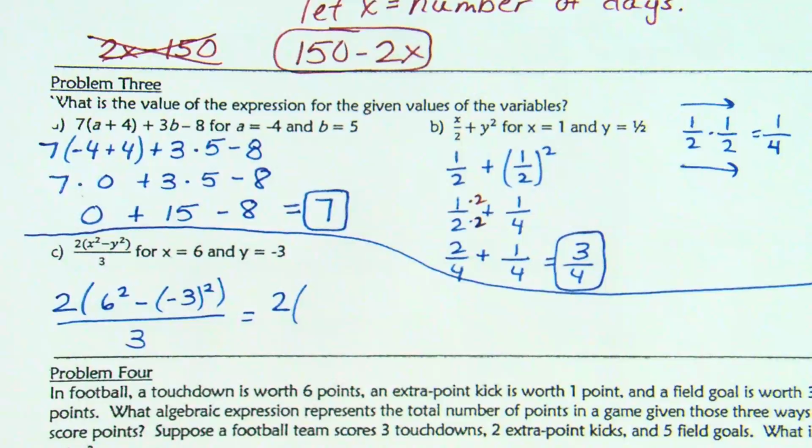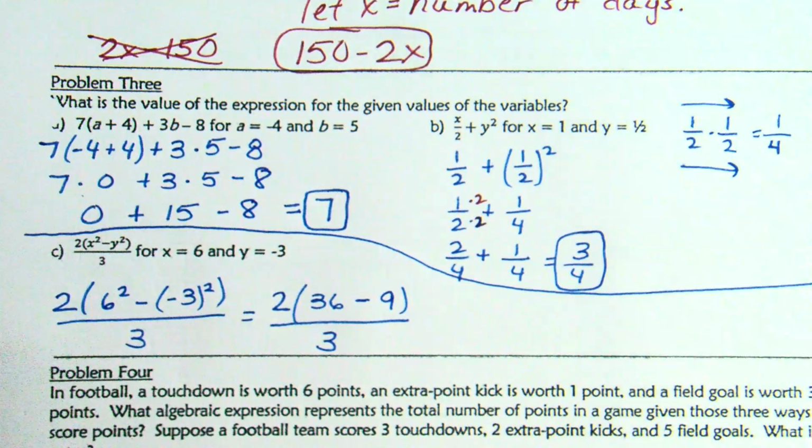Okay, 6 squared, 6 times 6 is 36. Minus, I'll leave that minus as is, negative 3 squared. Negative 3 times negative 3. Negative times negative makes it positive. 3 times 3 makes it 9. So my problem looks like this, where I now have 2 times the quantity, 36 minus 9, all over 3.